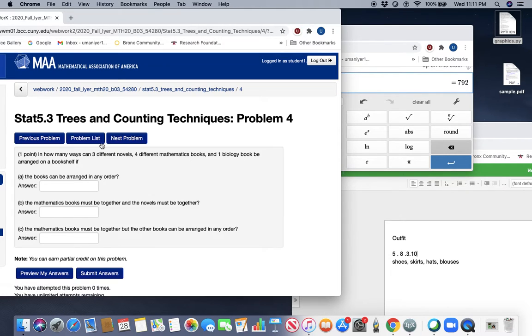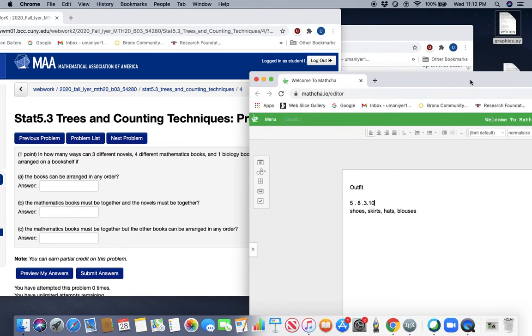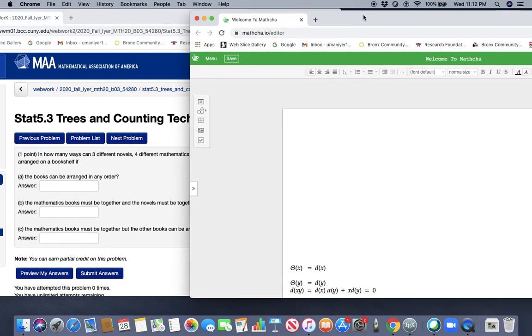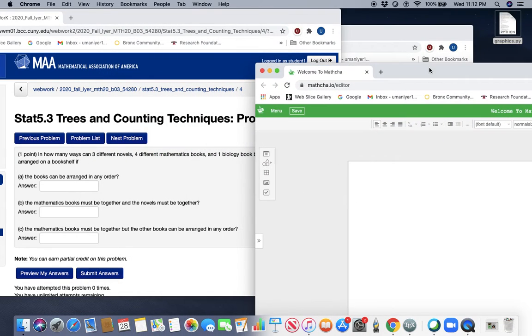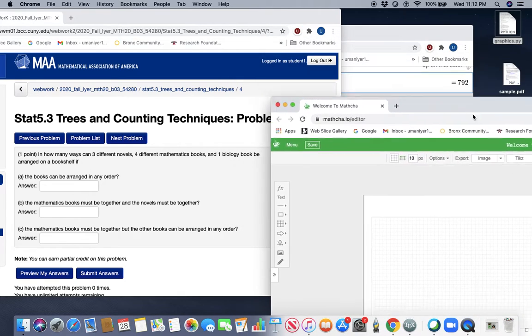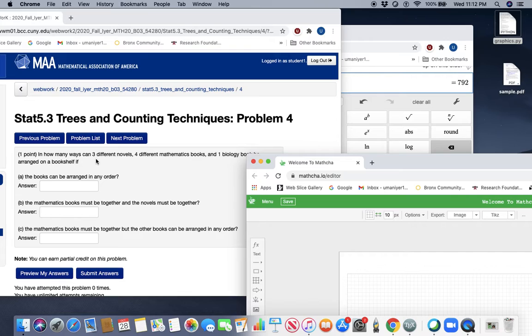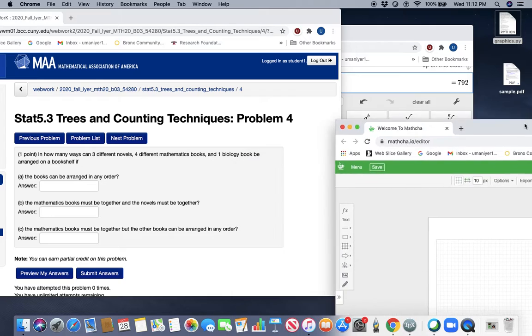Next. In how many ways can 3 different novels, 4 different mathematics books, and 1 biology book be arranged? Okay. You want to arrange them in order, and any order is okay. First, the books can be arranged in any order. So let's make a drawing. How many books do I have? 3 plus 4, 7 plus 1, 8 books in all.